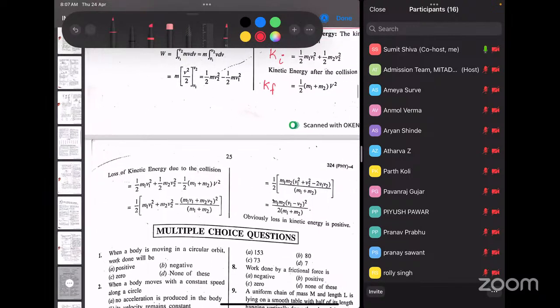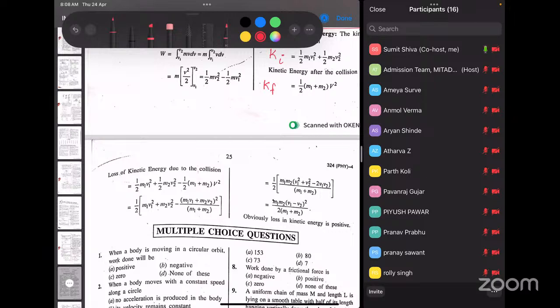Now if you want to find the loss of kinetic energy, that will be K initial minus K final, or K final minus K initial. It doesn't matter. If you write K initial minus K final, it will be positive. If you write K final minus K initial, it will be negative, and the negative sign indicates that energy is lost. So it doesn't matter how you calculate the difference; the magnitude will be the same, but the sign will be different. You have to understand the logic of the sign. What does positive mean and what does negative mean?